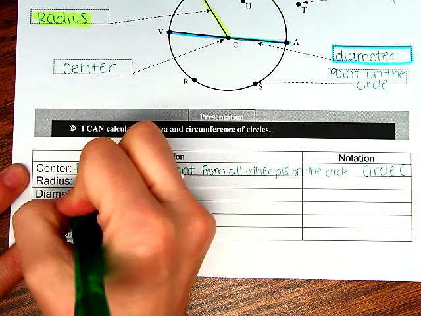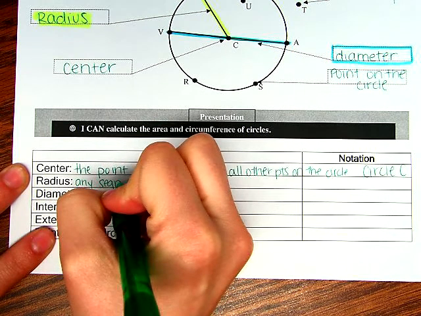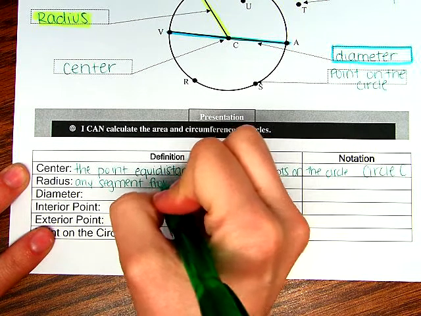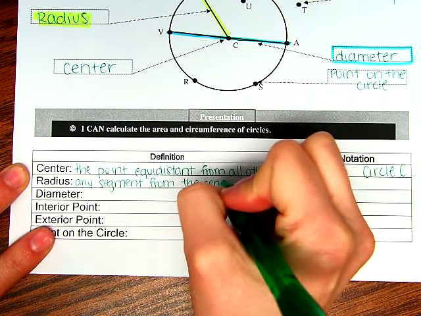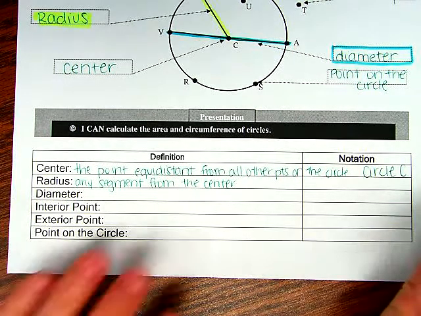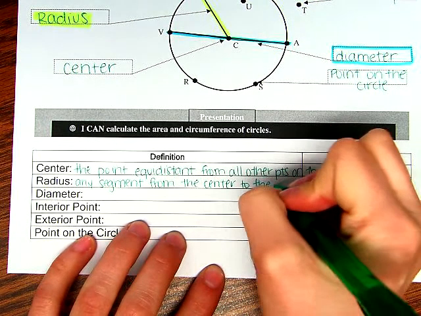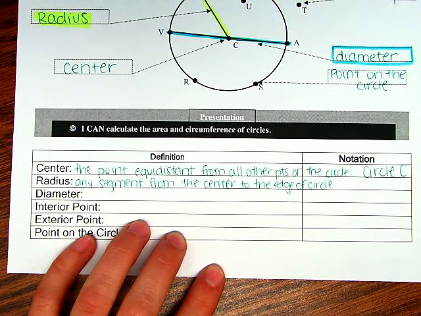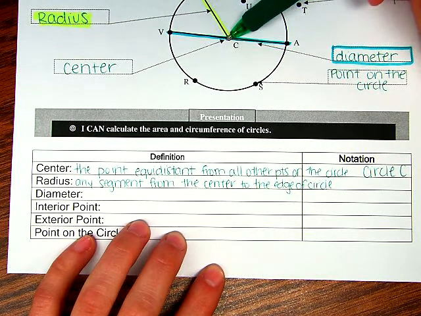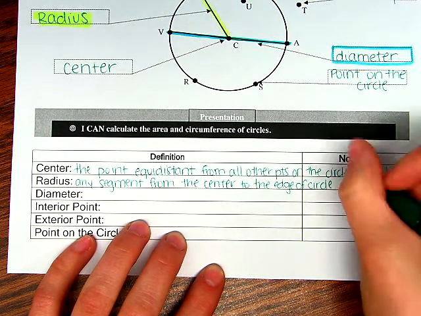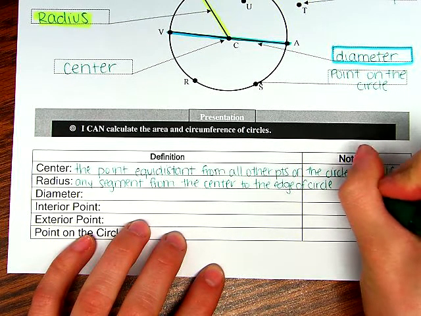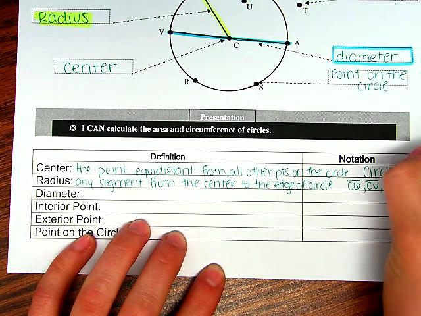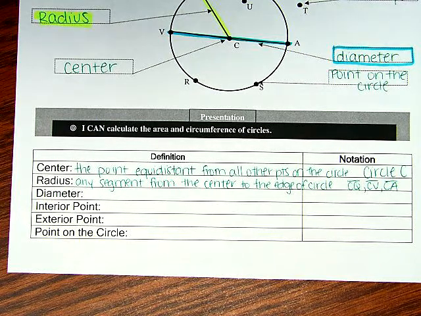Radius is any segment, so it has two endpoints, from the center to the edge of the circle. In this notation, we've got 1, 2, 3 radii on this circle, so we can say segment CQ, segment CV, segment CA. Those are all radii.